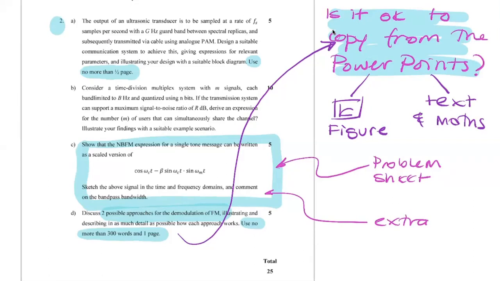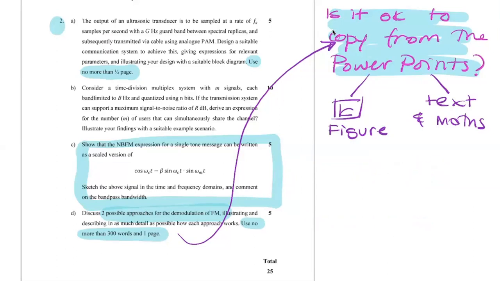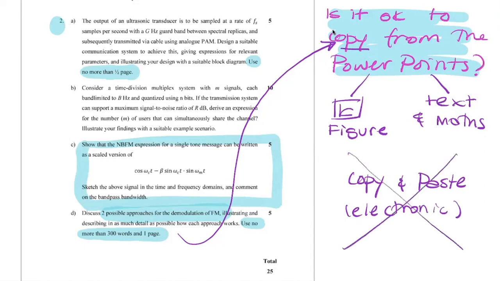Well, it's not a simple answer. If when I say copy, we mean electronic copy and paste, so you pick up from the PowerPoint and you paste it in your answer, then that's absolutely not acceptable. You'll get a 0 for that.